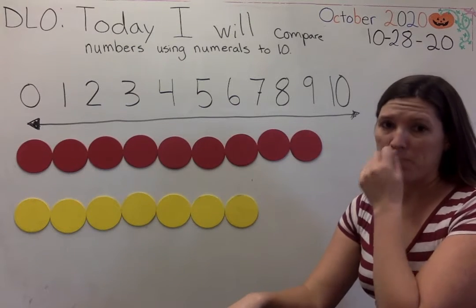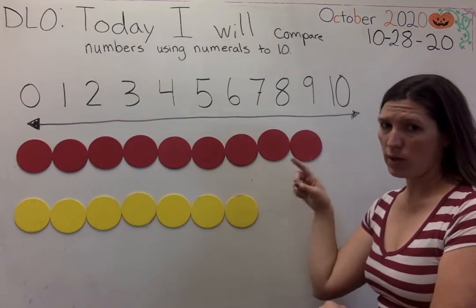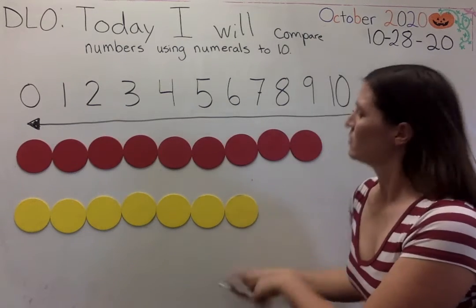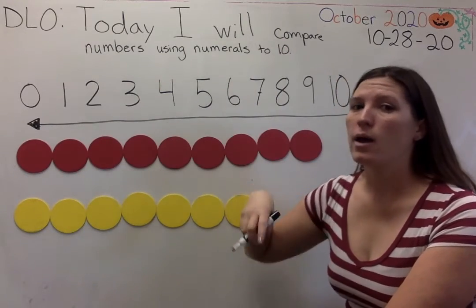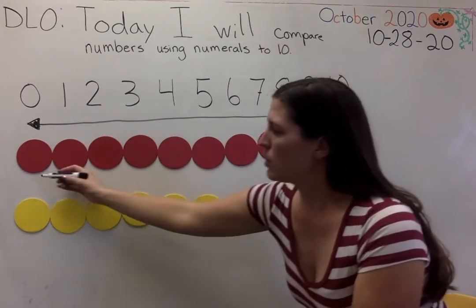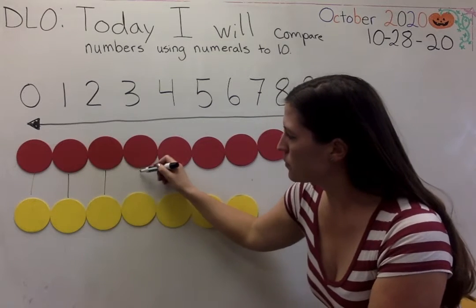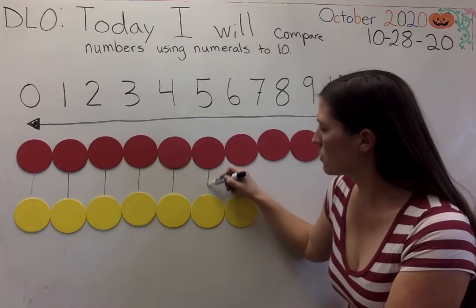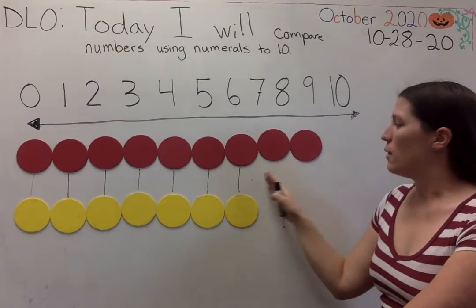Let's count them. Not yet. Let's match them, count them, and then write the numbers. So let's match them because we're going to compare and then write the numeral, the number. So I'm matching them, one red to one yellow, until there are extras. There are extras here.